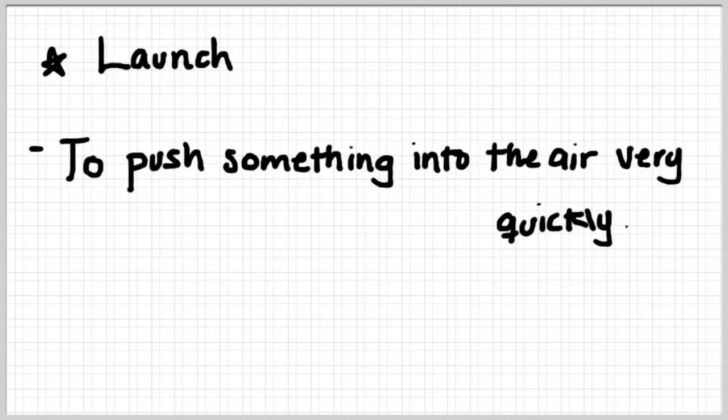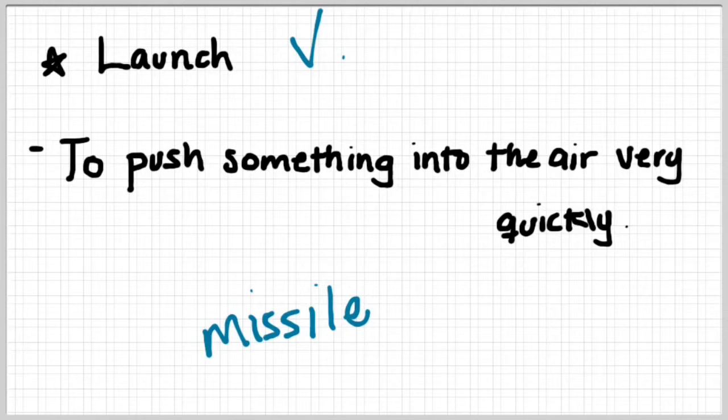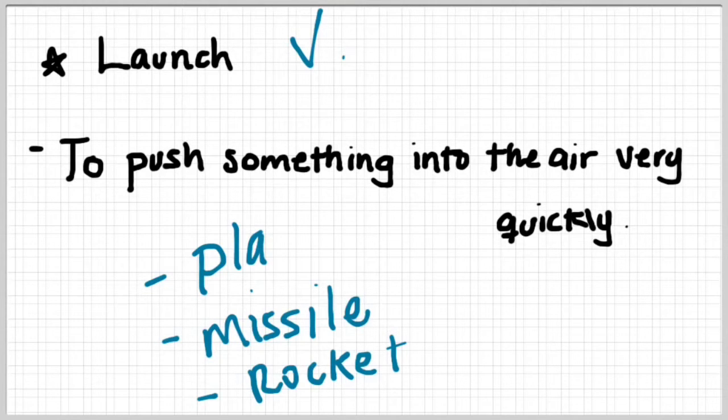The next word is launch, and that is a verb, and that means to push something into the air very quickly. Yes, so we can launch a missile, we can launch a rocket, and of course we can also launch a plane. A plane launches from its stationary position, and it starts flying through the air, and so it's launched.